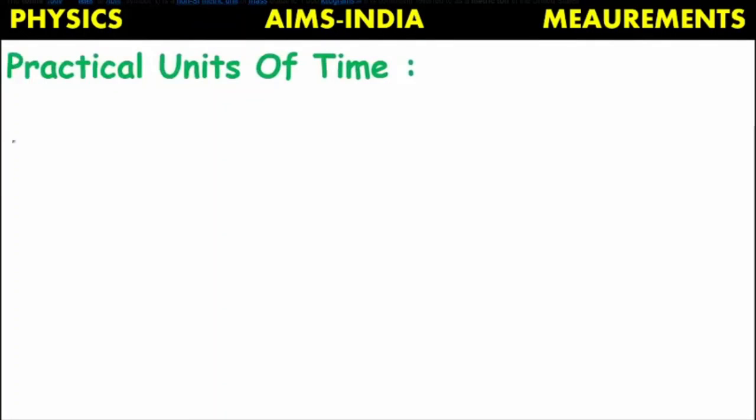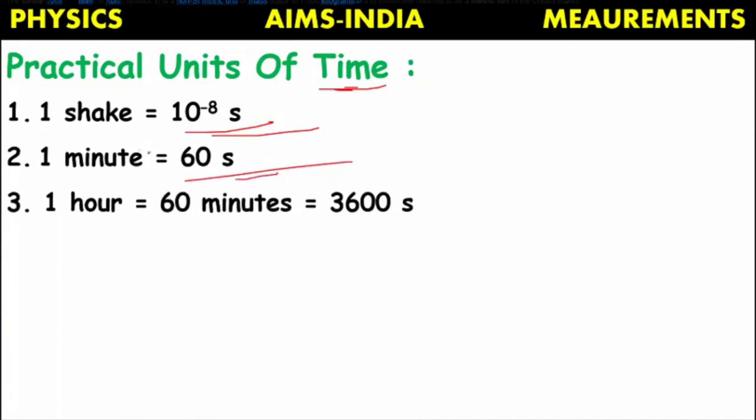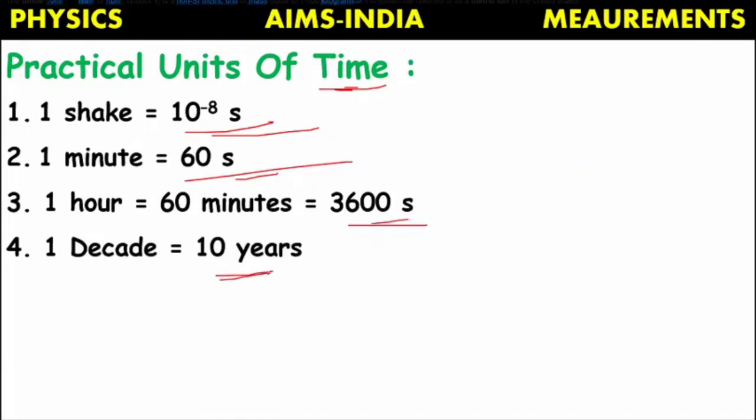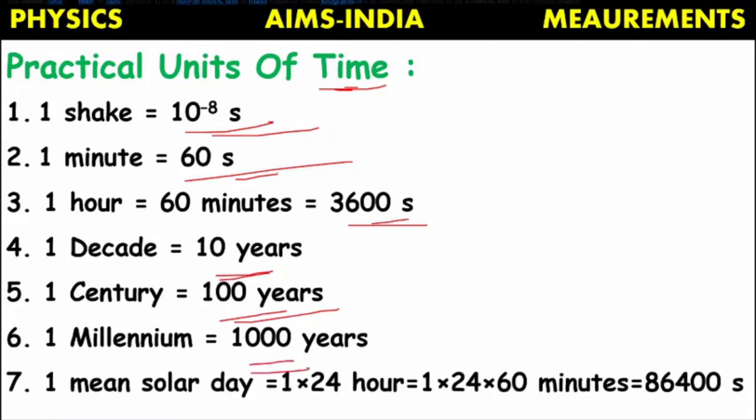In the same way, we have some practical units of time also. Let's see some of them. One shake equals 10 power minus 8 seconds. 1 minute, 60 seconds. 1 hour, 3600 seconds. 1 decade, 10 years. 1 century, 100 years. 1 millennium, 1000 years. 1 mean solar day.